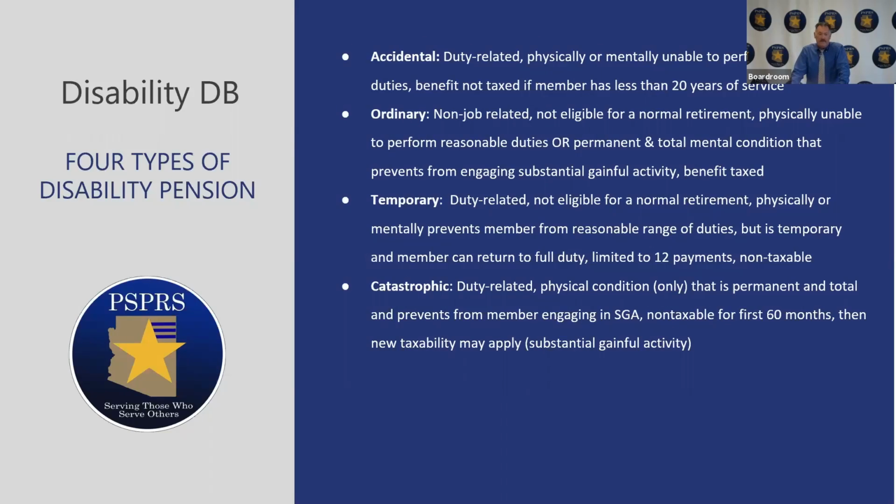We offer other benefits at Public Safety, not just retirement. Based on this occupation of law enforcement and firefighting, we know that it's hazardous. And again, it's tough jobs. So we offer 4 different types of disability benefits. We've got an accidental, an ordinary, a temporary, or a catastrophic.